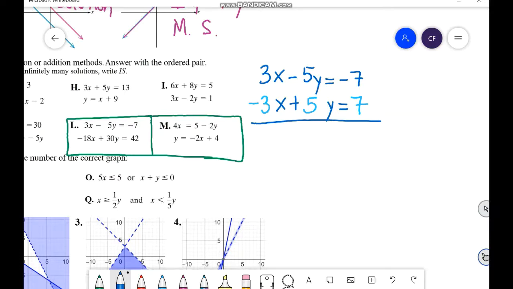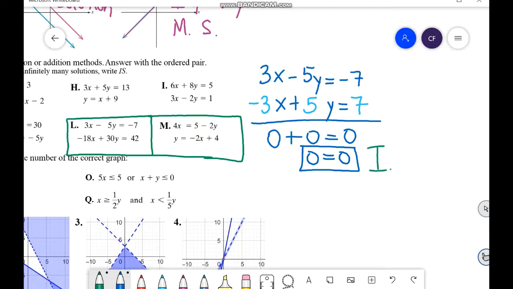Now we can add. 3x minus 3x is 0, -5y plus 5y is 0, equals -7 plus 7 is 0. 0 equals 0. When you find something like that, 0 equals 0, that means these have infinitely many solutions. So this is infinitely many solutions. If you check letter M, it's going to be no solution.